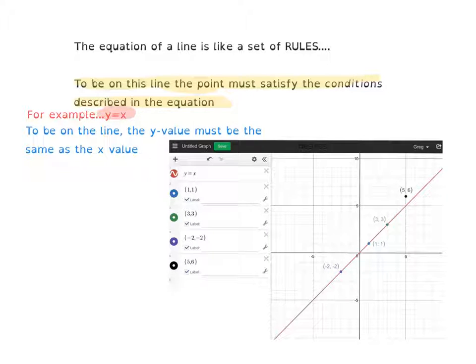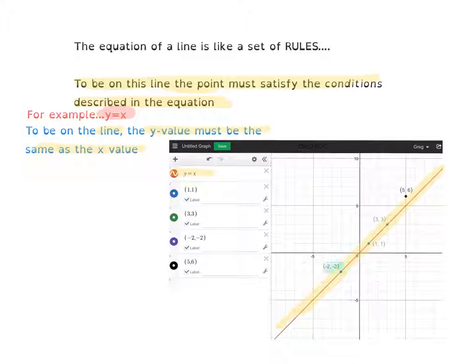Because y is equal to x, we can think of it as, in order to be on the line, the y value must equal the x value. So that's the rule here. If we look at the graph, I put a few points on that line. You can see I have the line y equals x in red. So that's that function here. This is that line. And then I've plotted a couple points on there and some points that are not on there.